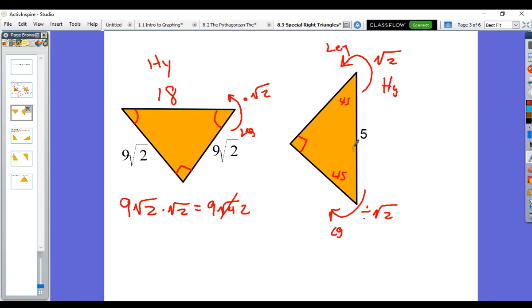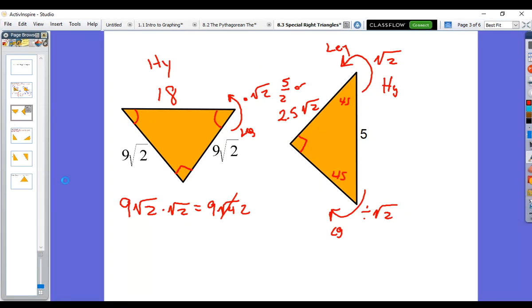We take the value of the whole number divided by 2. So 5 divided by 2 is 2.5. You can leave it as a fraction, 5 over 2, or 2.5. And then slap a radical 2 on there. So you can either have 2.5 radical 2 or 5 over 2 radical 2. Either one will be correct in this case. All right, so that's the first special right triangle. Let's look at the next one.